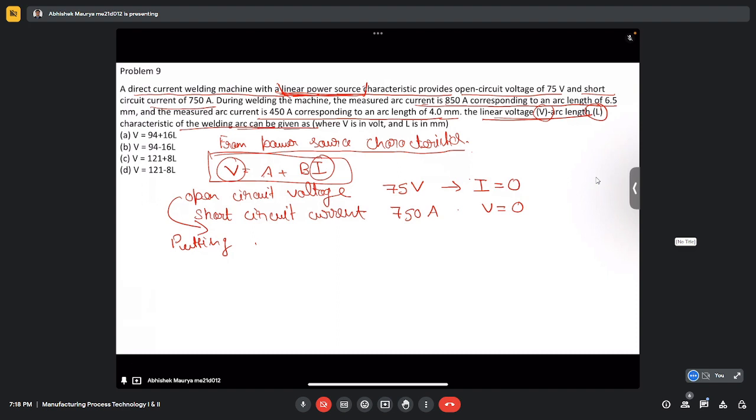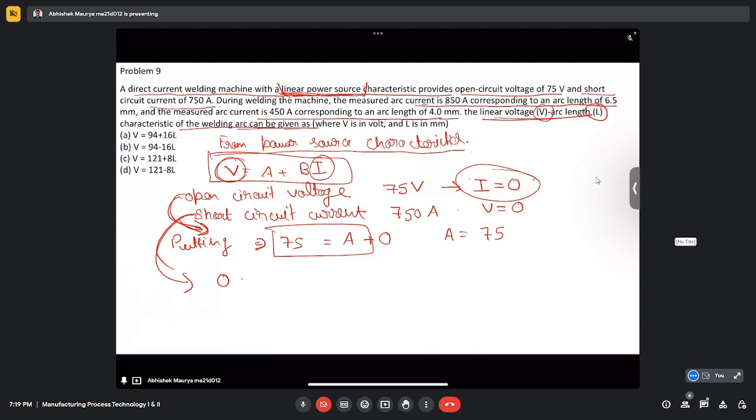From the first condition, open circuit voltage, we will put voltage equals to 75 volts, which should be equal to constant A plus B times current, and the current is zero. So this term will be zero. Directly we will get A is equal to 75. Now from the short circuit current, what will we get? V is equal to zero. A we already got, 75, plus B, and what is the current which is given? 750 amperes. And if you solve it, what will we get?